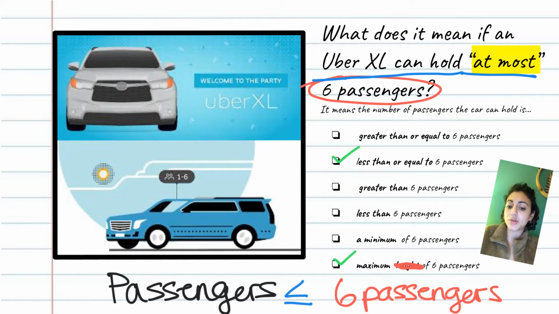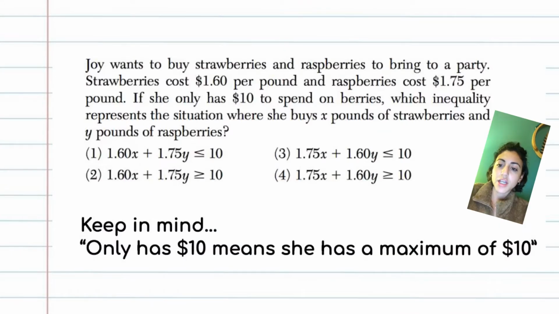So let's look at an example using linear standard form. Joy wants to buy strawberries and raspberries to bring to a party. Strawberries cost $1.60 and raspberries cost $1.75 per pound. If she only has $10, so keep in mind, only has $10 means she has a maximum of $10 to spend on berries. Which inequality represents the situation where she buys X pounds of strawberries and Y pounds of raspberries?